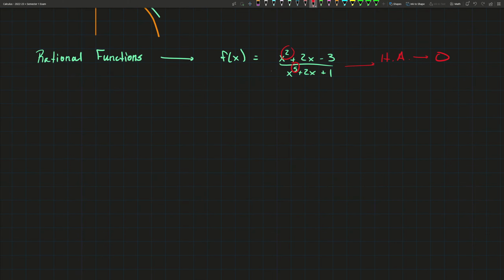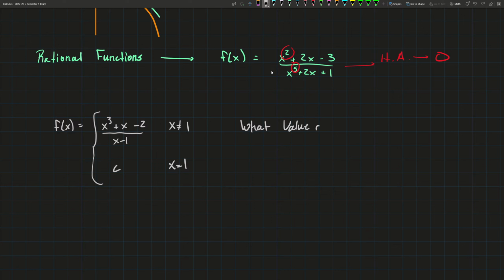Okay, so one directly from the AP test says, given f of x is equal to x cubed plus x minus 2 over x minus 1, for x not equal to 1, and some constant c for when x does equal 1. It's asking, for what value of c does this make f of x continuous?